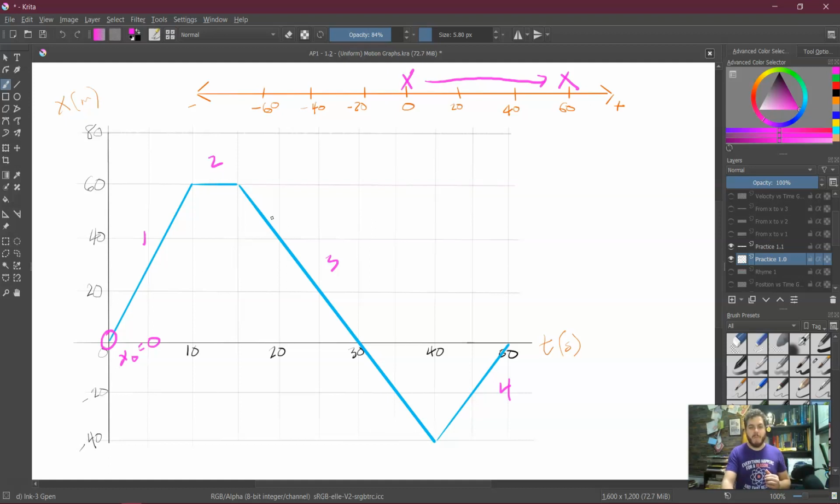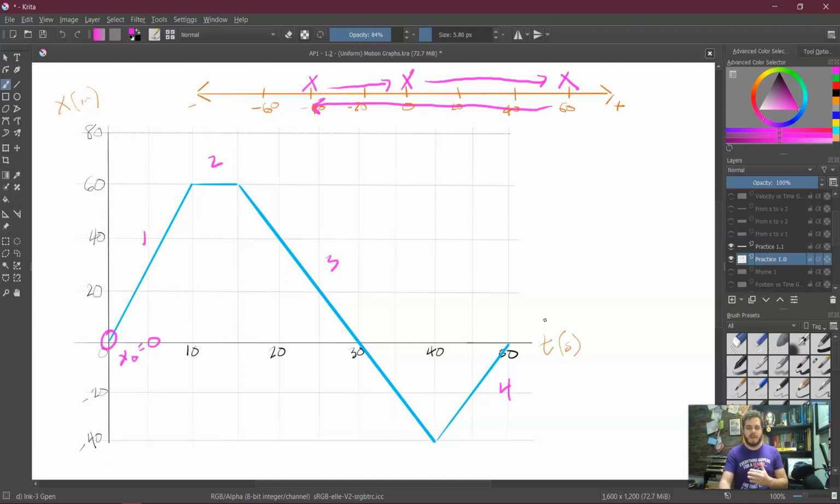It's then going to go backward all the way to negative 40 at 40 seconds. So it's going to go backward all the way to negative 40. And then it's going to move back forward immediately back to its starting position. So that's what's happening here. So it's going forward, stopping, moving backward, then back to the start.